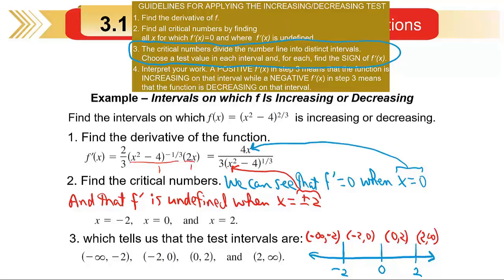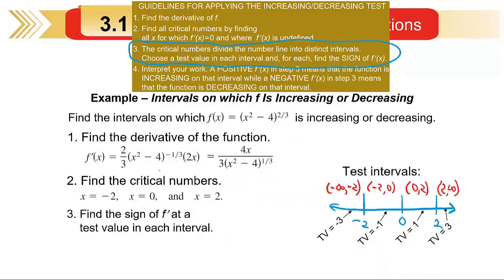And remember how you check them. You take a test value in each interval. So to the left of -2, I took -3, something between -2 and 0, I took -1, something between 0 and 2, I chose 1, and something bigger than 2, I chose 3. And then you take those test values and you plug them back into the derivative.